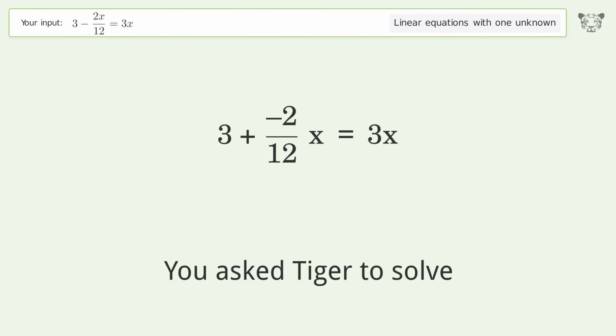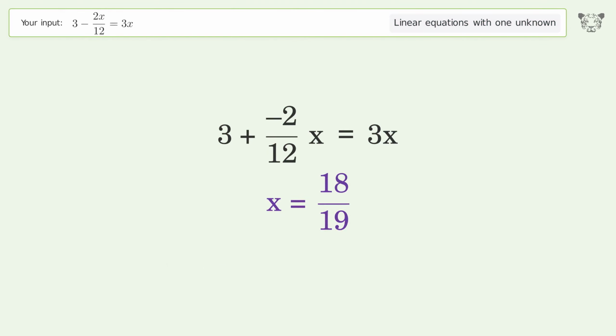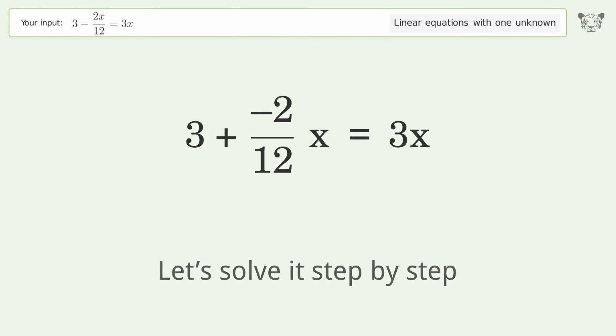You ask Tiger to solve. This deals with linear equations with one unknown. The final result is x equals 18/19. Let's solve it step by step.